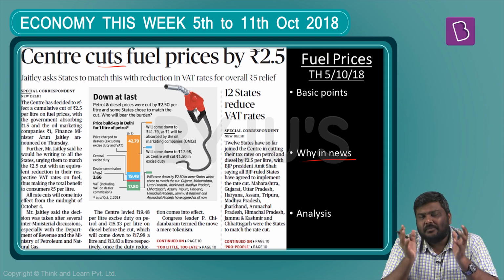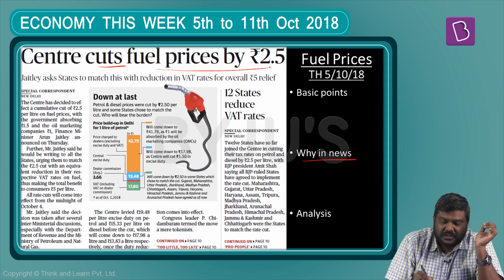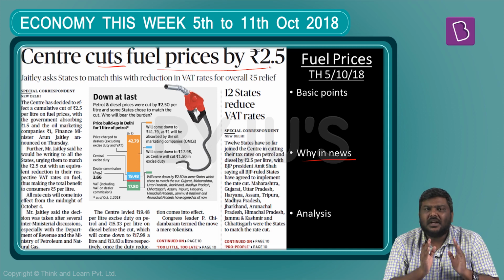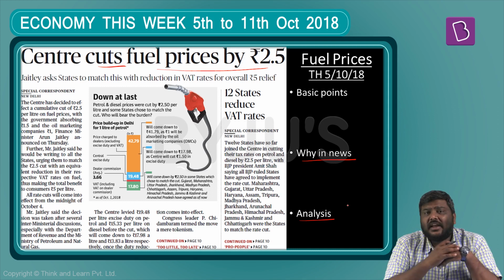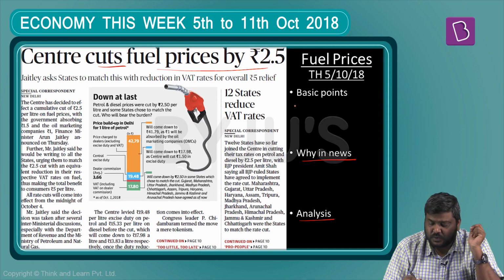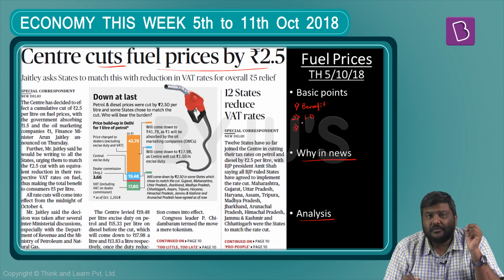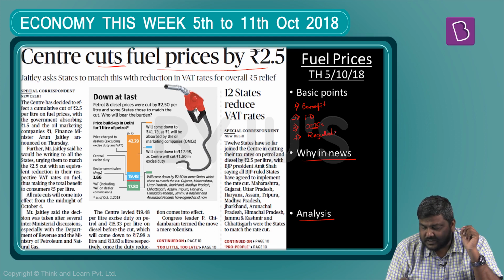So, keeping in mind these particular points, let's try and understand what would be the impact of this particular cut of 2.5 rupees in petrol as well as diesel by the central government. Now let's try and analyze this particular article under 4 heads. 1. Will it provide any benefit to the customers? Second, the fiscal deficit dilemma. Third one, what will be the impact of this on oil marketing companies? And fourth one, has Government of India started or restarted regulating the prices?